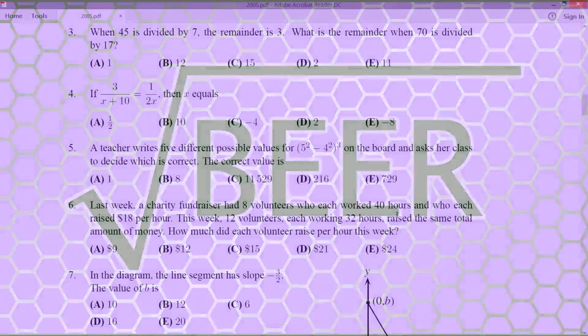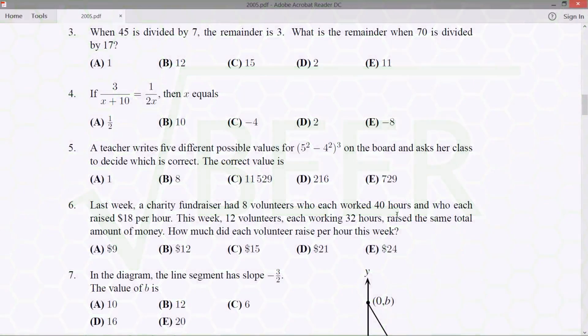Root Beer here with question number 5 on the 2005 Cayley paper. A teacher writes 5 different possible values for this expression, 5 squared minus 4 squared, all of that cubed. She writes the different possible values on the board and asks her class to decide which is correct. The correct value is... So I'm assuming these are the 5 possibilities. We really just need to simplify this expression here.